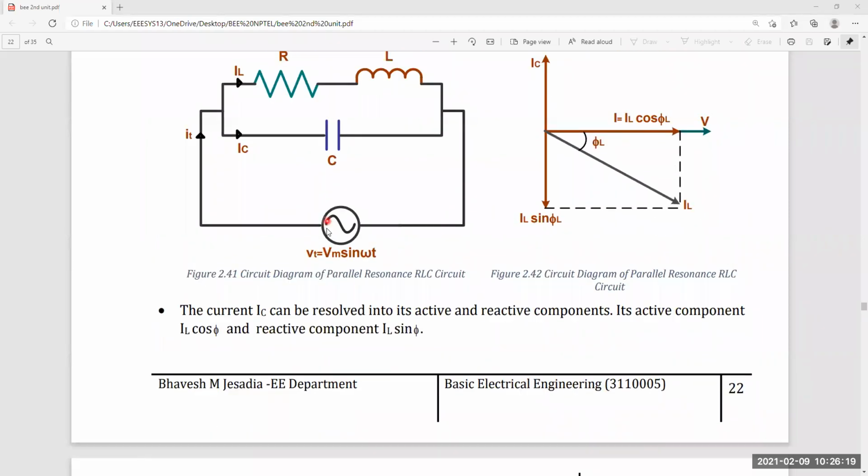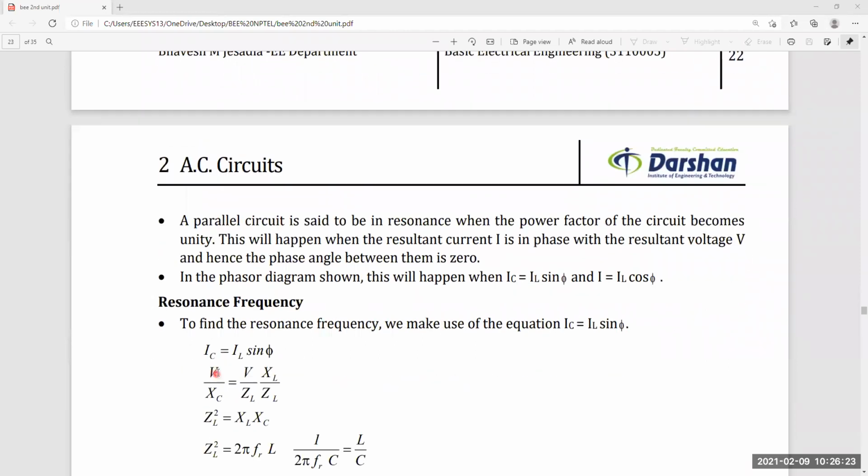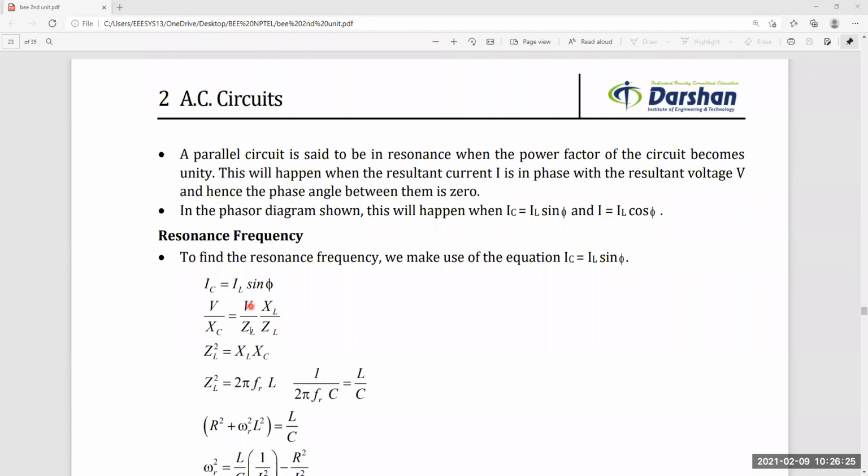Voltage V is the total voltage. It is a parallel circuit, so IC is equal to V by XC. Then IL is equal to V by ZL, and sin phi is equal to XL by ZL. From the impedance triangle, cos phi is equal to R by Z, and sin phi is equal to XL by ZL. You know well, am I right?